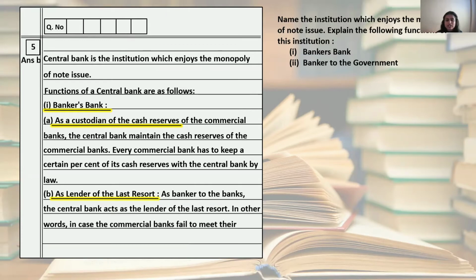So the first function is given by Roman number 1. So mention Roman number 1, bankers bank. Now under this, as a bankers bank, what are the functions that are fulfilled by the central bank? Write the points, create head points, underline them and explain those head points to justify how the central bank is a banker's bank, right?